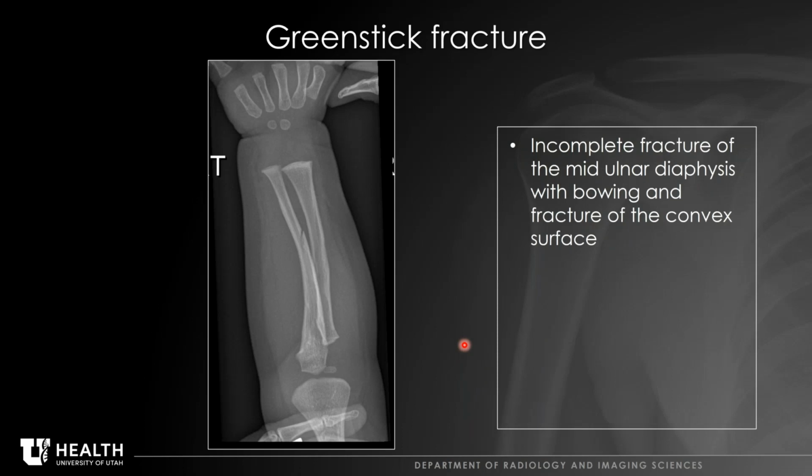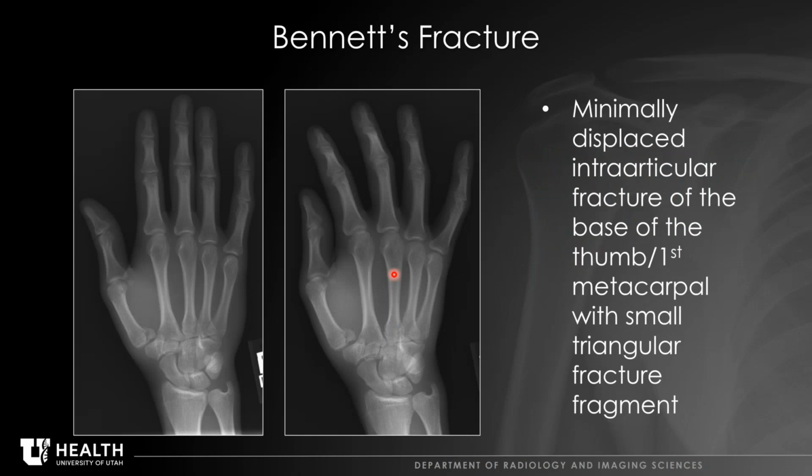Here is an example of a greenstick fracture. We have this fracture here, we have this bowing, and then we have this intact surface here. So this is the convex surface, which shows the fracture, and the concave surface, which is bowed with no fracture. So that's a greenstick fracture, another incomplete fracture.